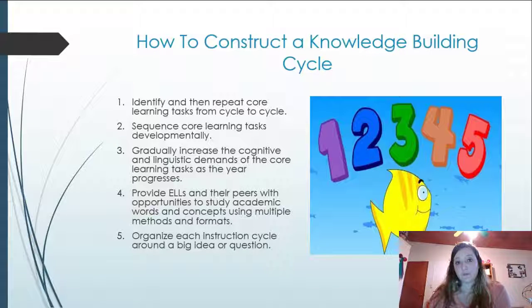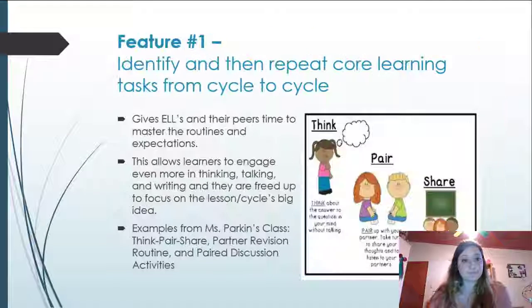So these are just the 5 features that all instructional cycles should include in order for it to allow students to have that deeper thinking. So feature number 1, identify and then repeat core learning tasks from cycle to cycle. This gives ELLs and their peers time to master the routines and expectations.